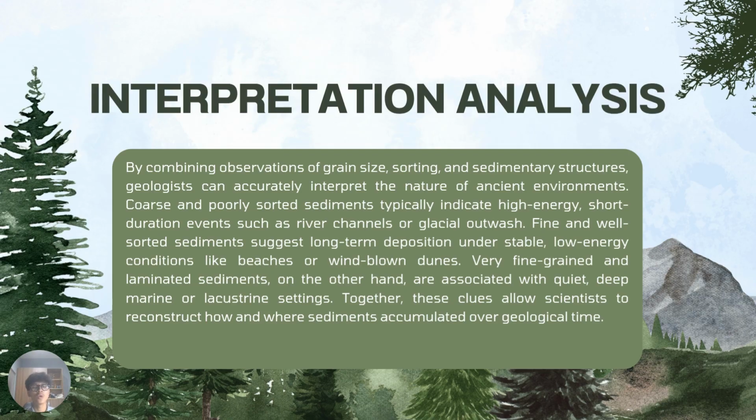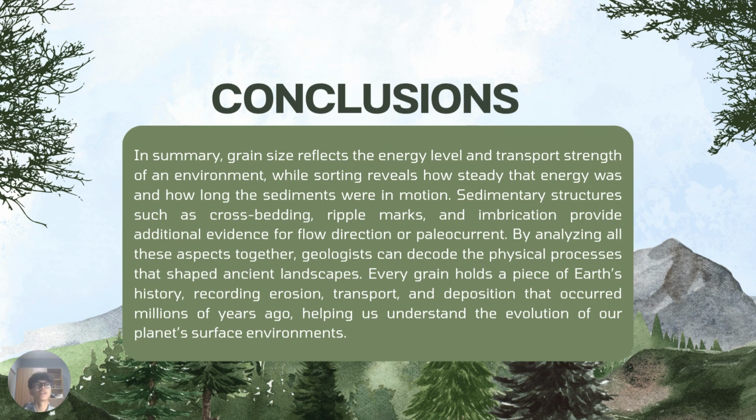Together, these clues allow scientists to reconstruct how and where sediments accumulated over geological time. Now, the last one, the conclusion. Grain size reflects the energy level and transport strength of an environment, while sorting reveals how steady the energy was and how long the sediment was in motion. Sedimentary structures, such as cross-bedding, ripple marks, and imbrication, provide additional evidence for flow direction, or paleocurrent.